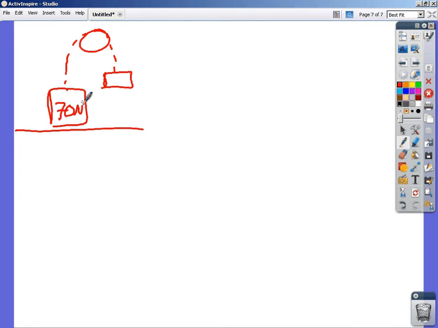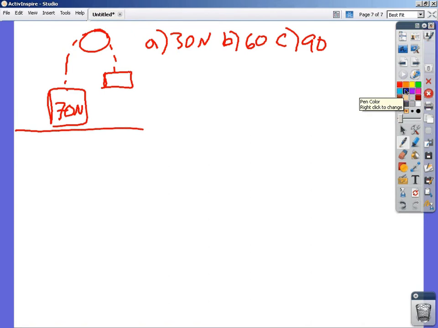And then it says determine the force that the table exerts on the box if the weight hanging on the other side of the pulley weighs 30, 60, 90. So A is 30 newtons, B is 60, C is 90. In order to really answer this question, you have to draw free body diagrams for both blocks, which is just a good thing to do regardless.